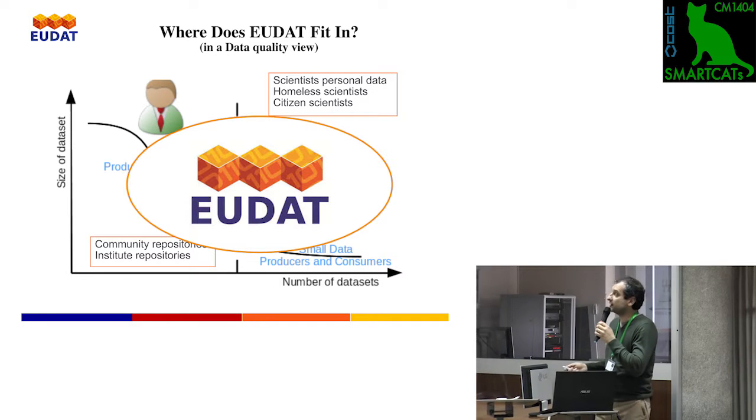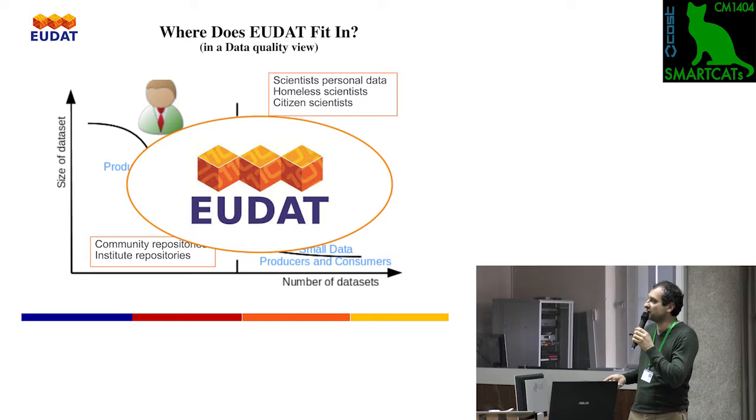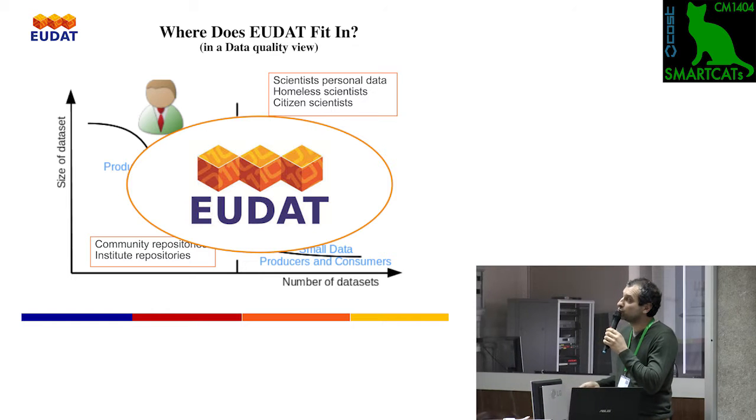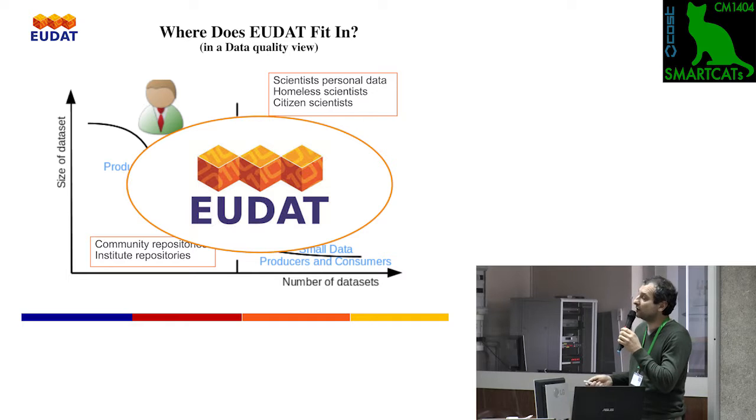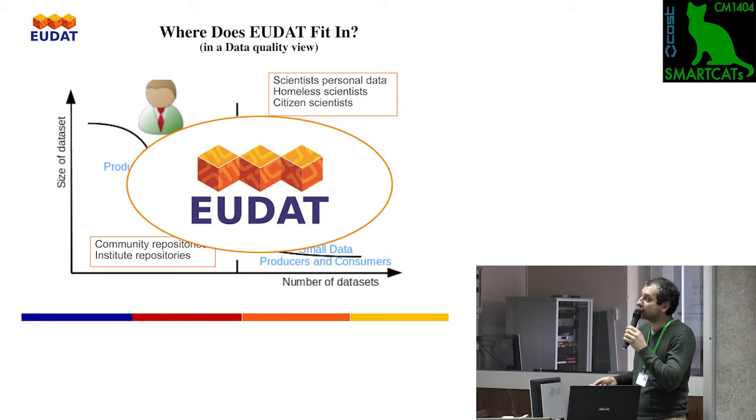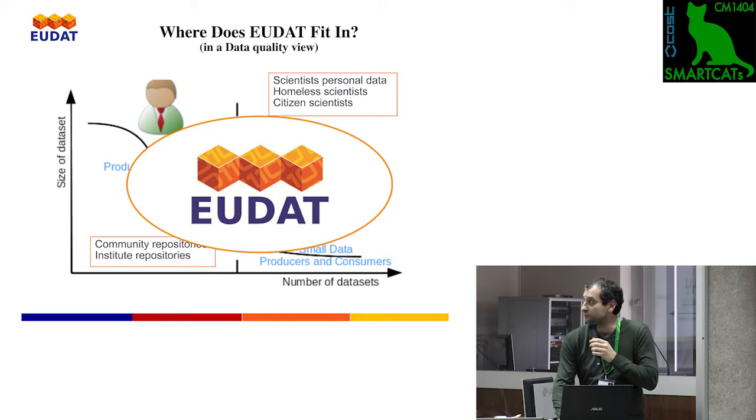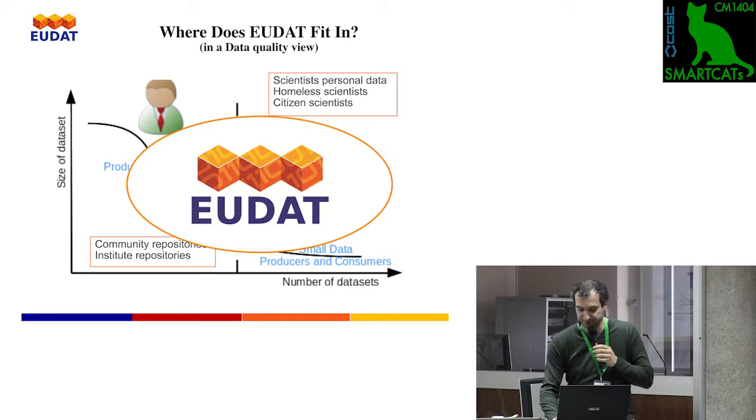So first of all, where does EUDAT fit in the case of data quality? Of course, you can divide data along 2 dimensions, the number of datasets and the size of it. In the first part, you have the large data producers and consumers, so large communities. In the second part, you have the single researchers. And of course, what EUDAT wants to do is cover both in this context.